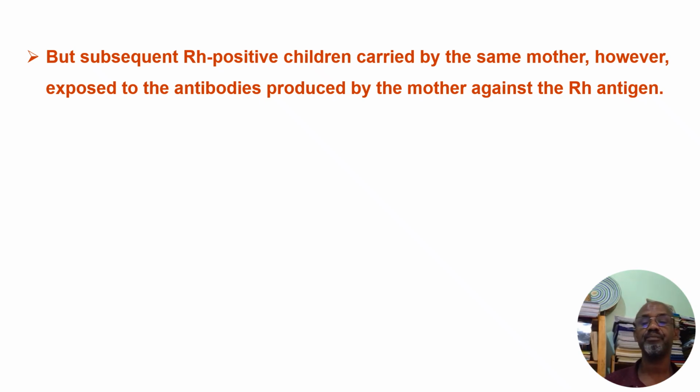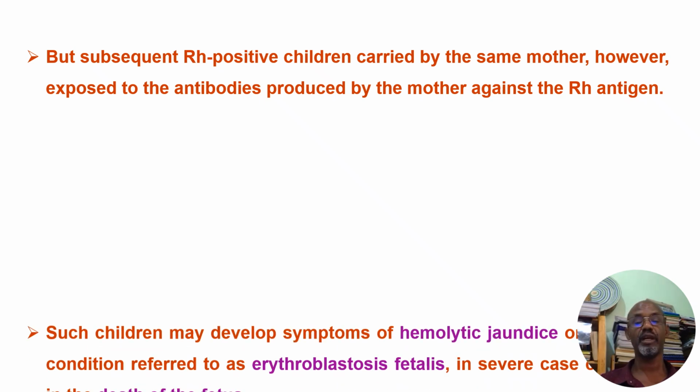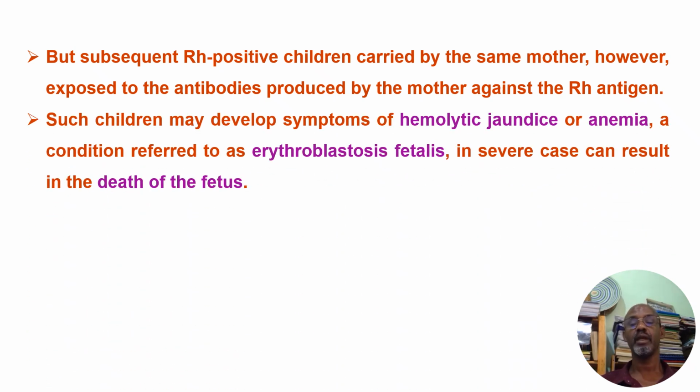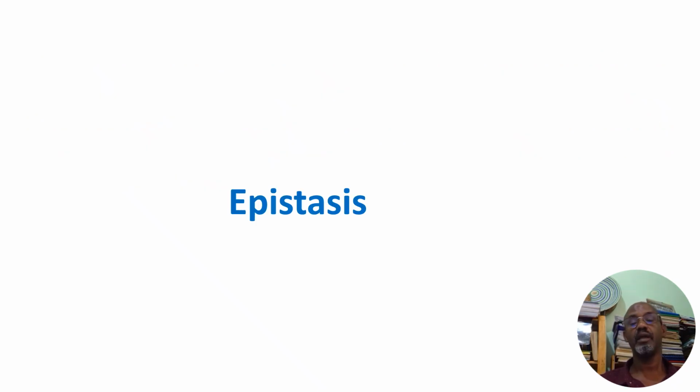This is known as the Rh disease or hemolytic disease of the newborn, they call it. Hemolytic disease of the newborn. Or it can also be called hemolytic jaundice, of course, or hemolytic anemia. Erythroblastosis fetalis is also the name. It can result in death, ultimately. Rh incompatibility.